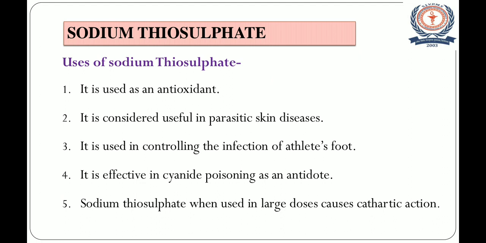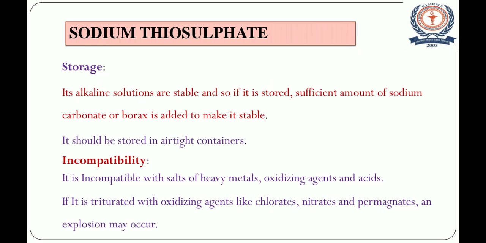Then it is effective in cyanide poisoning as an antidote. In combination with sodium nitrite, this sodium thiosulfate is useful as an antidote. And lastly, sodium thiosulfate when used in large doses causes cathartic action. That means it is used to increase bowel movement. So these are some of the uses of sodium thiosulfate. And the last one is the storage and incompatibility.